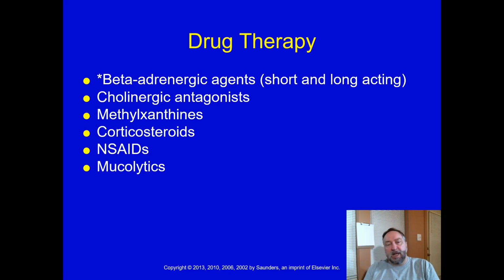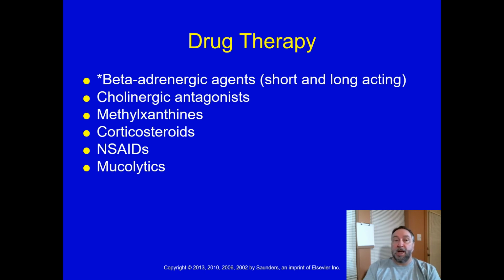Cholinergic antagonists, well, we're back in the autonomic nervous system, right? The betas we were talking about stimulating the betas, which will stimulate the fight or flight. Now we're talking about cholinergics. We're blocking the rest and digest, right? Acetylcholine is the main neurotransmitter used for the rest and digest system. So an anticholinergic will block the acetylcholine effect, and the acetylcholine effect bronchoconstricts, right? So you're going to bronchodilate.